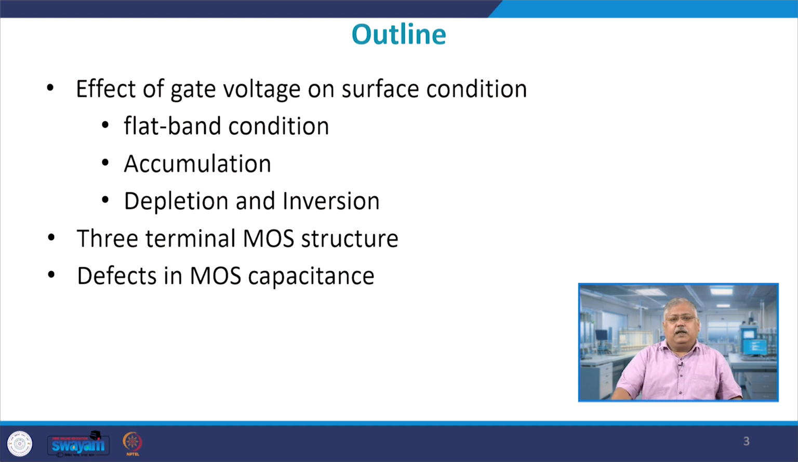Now we enter into a new area. Since we have understood the energy band diagram, we now enter slightly into the concepts of the MOS structure. We will take a MOS structure and explain the conditions of a MOS structure, that is flat band, accumulation, depletion and inversion. Then we will finally look into the 3 terminal MOS structure and the defects in the MOS capacitor. This will be the outline for the subsequent few lectures. Now let us look at them one by one.